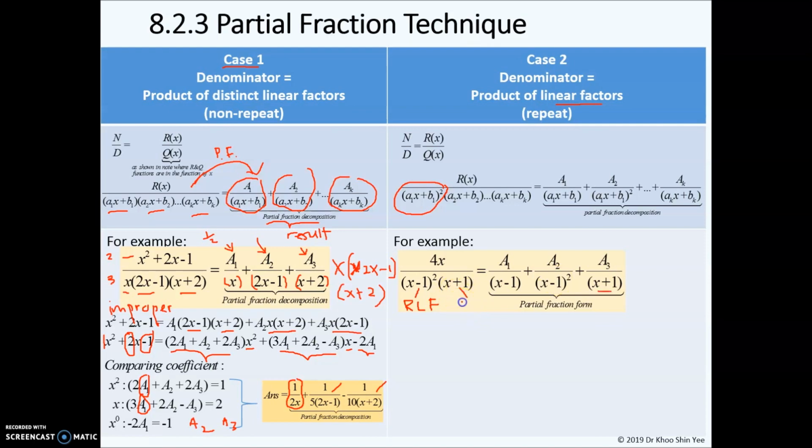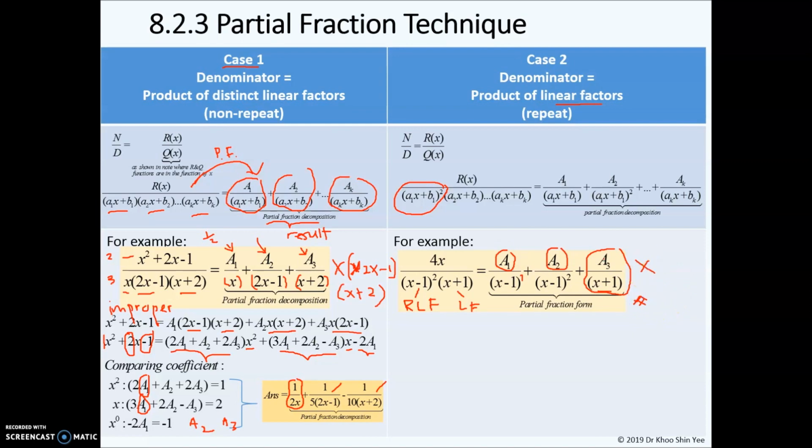So we start with the linear factor term. On your right hand side, the partial fraction decomposition form, where x plus 1 has a partial fraction with constant a3. Then for the repeated linear factor with power of 2, you have x minus 1, and x minus 1 to the power of 2 here, and at the top you should have constants a1 and a2. So this is your partial fraction.